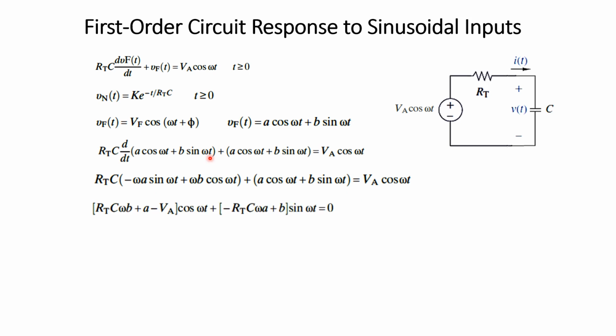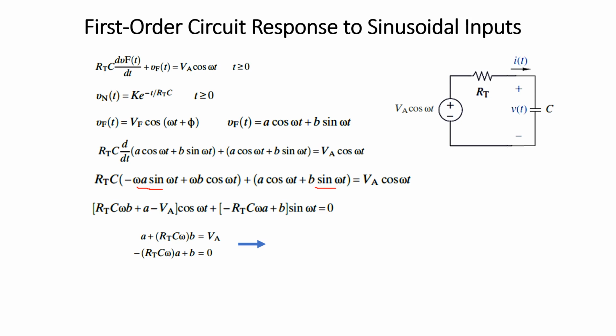take the derivative of this, then proceed further, and from here we find what is A and what is B, comparing coefficients. Okay, so in this equation, just comparing coefficients of sine and cosine, compare the coefficients of sine with the sine. So this is minus omega A RC.